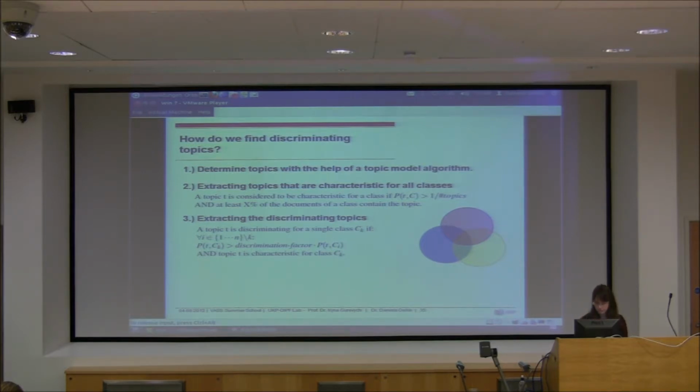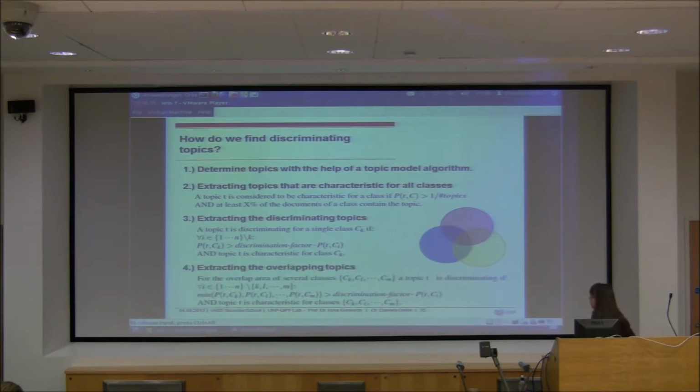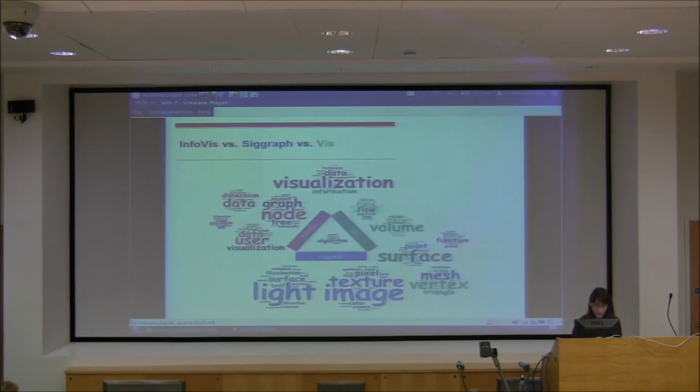And finally, we want to get the topics that go in here. And this is now simply the same as under point number 3, just that for the lower of the 2 or 3 classes that we have in the intersection here, we say that the lower probability still has to be significantly higher than the next lower probability that we get. And it has to be characteristic again. And if we do that for our data set, then you get a result like that.